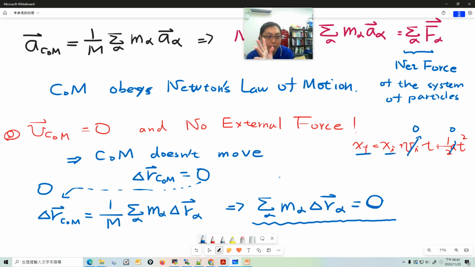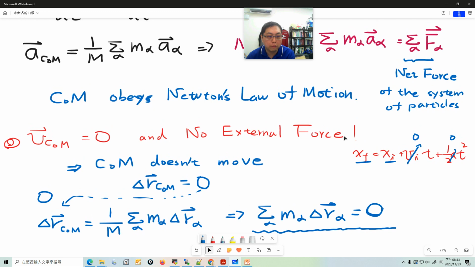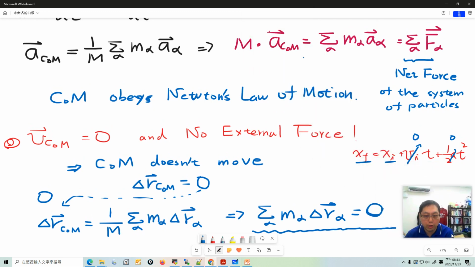That situation is very special: the system doesn't have any external force, which means the center of mass doesn't move, and if the center of mass doesn't move, you reach an equation like this. I'll demonstrate some examples in the next one or two videos. So this is the motion of the center of mass, and I hope you can understand it.